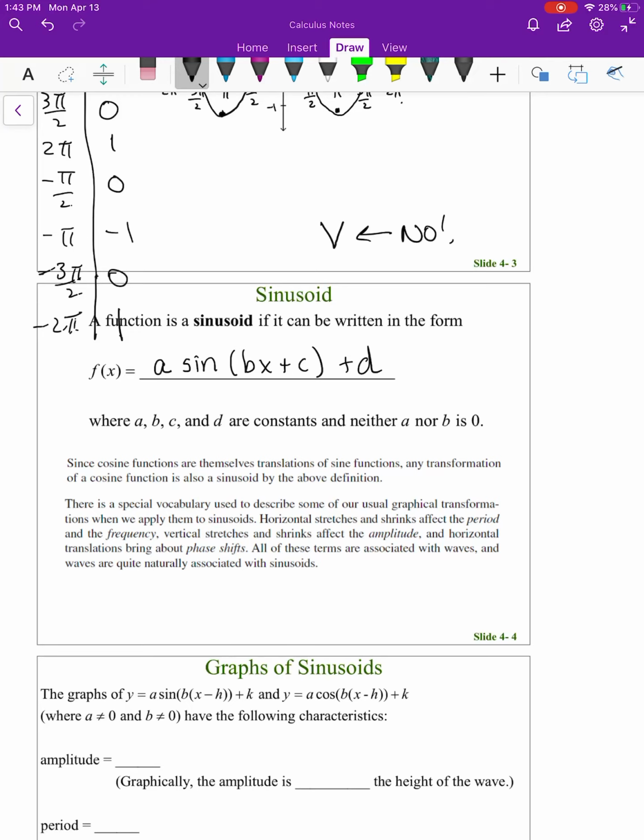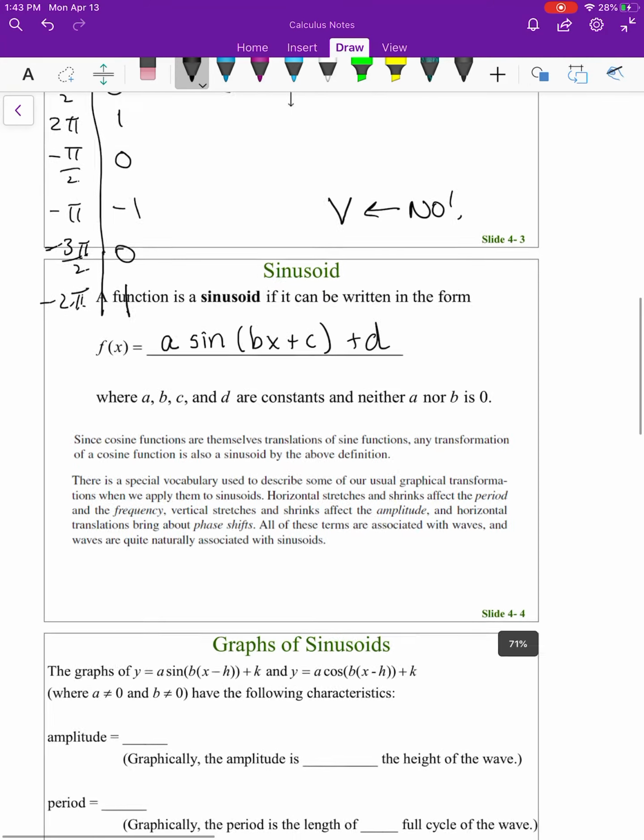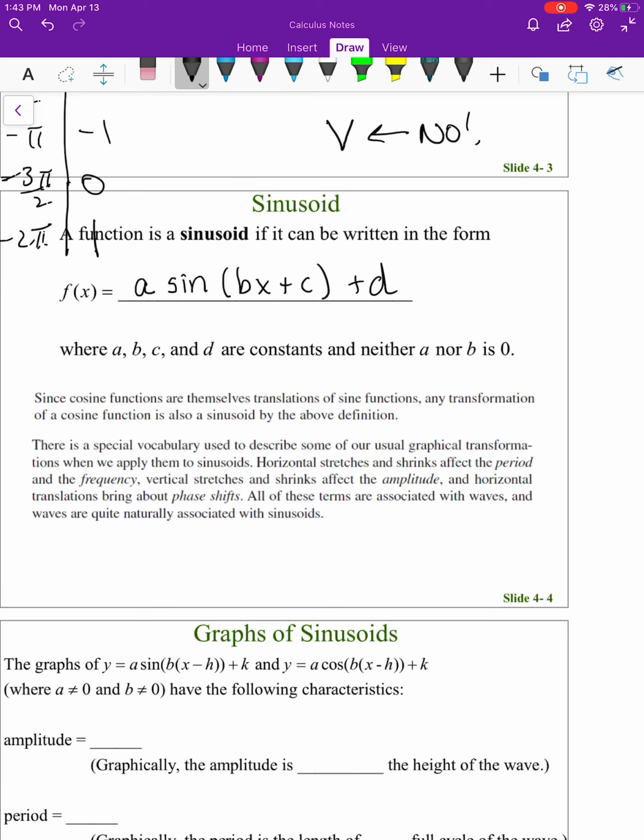All right, so now a function is a sinusoid if it can be written in the form f of x equals a times sine, it could be sine or cosine there, of bx plus c, and then plus d, where a, b, c, and d are constants, and neither a nor b is 0. Since cosine functions are themselves translations of sine functions, any transformation of a cosine function is also a sinusoid by the above definition. So, like I said, it could be sine or cosine.